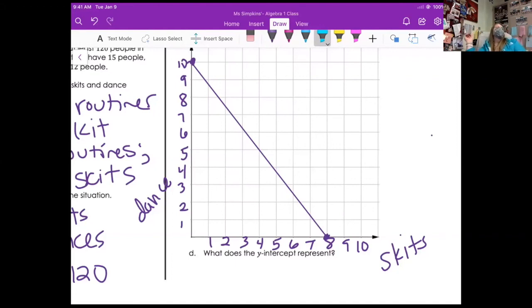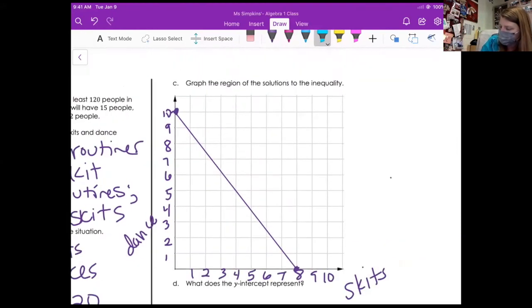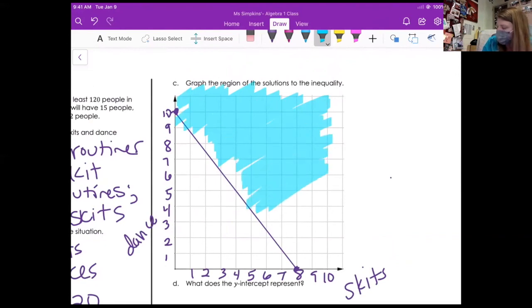So let's use 0, 0. Will I get 120 people if I do 0 skits and 0 dance routines? Sadly, no. So that means I want to shade my line on the opposite side, which would be to the right. And again, please don't spend 10 years on the shading. Just shade. It does not need to be perfect.